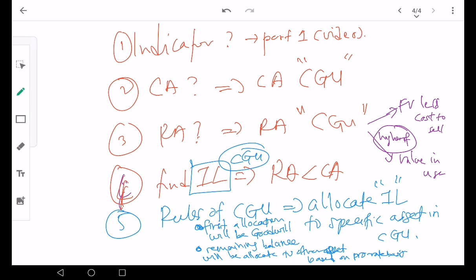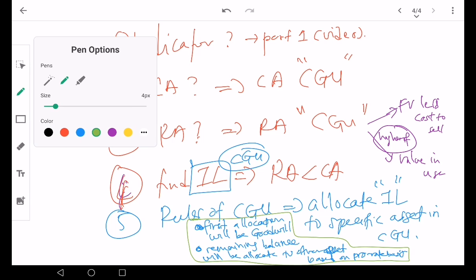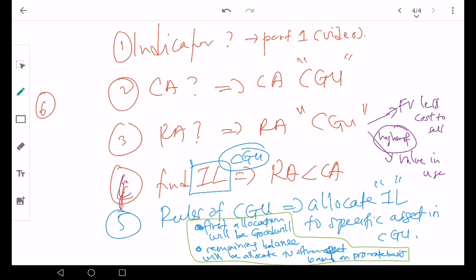I repeat, this is the rules of CGU that you have to follow. First allocation will be goodwill. The remaining balance will be allocated to other asset based on prorate basis. All these words you have to follow, class. Alright? But your IL, your presentation still has to be expense off. Okay, in your P&L. The same rules as well. I'm using rate, that means the same principle as my first video. Presentation, good. IL will be expense off.